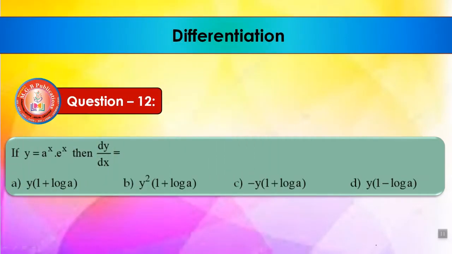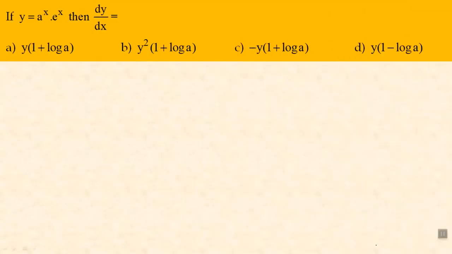Dear students, see the question number 12. Read the question and write it. The question is, if y is equals to a power x into e power x, then dy by dx is equals to. Options are: y into 1 plus log a; y square into 1 plus log a; minus y into 1 plus log a; y into 1 minus log a.